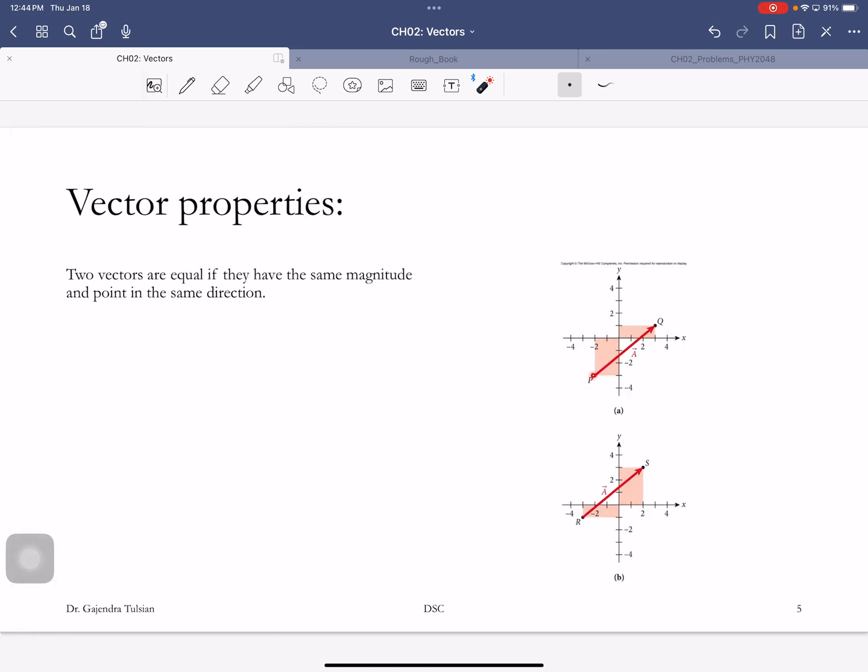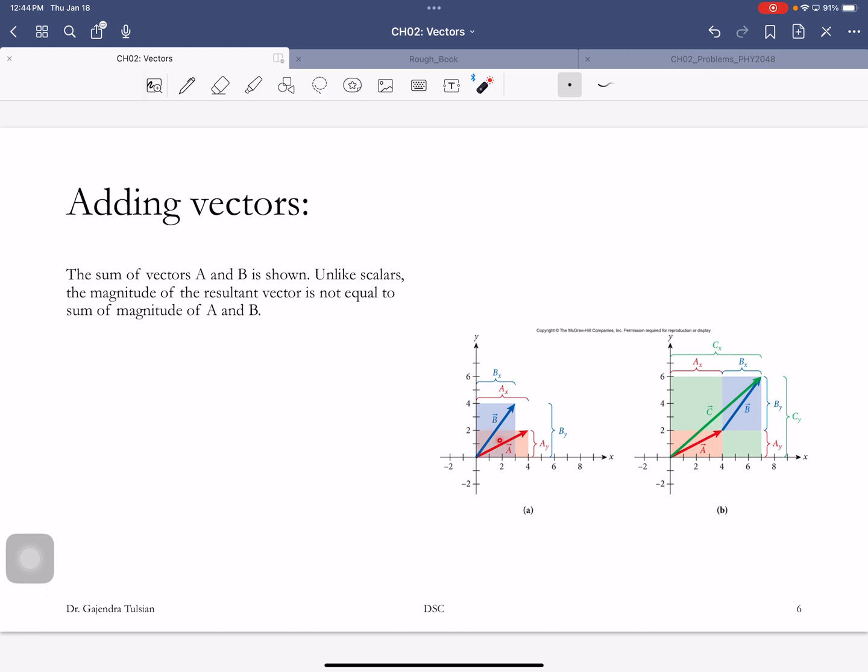So we already talked about this. This vector is equal to this vector. They have the same length, and they're pointing in the same direction. What this means physically is, let's say you're driving 70 miles an hour north on I-95, or 70 miles an hour north on Nova Road. Your velocities are the same. The only difference is on Nova Road you're getting a ticket for that.